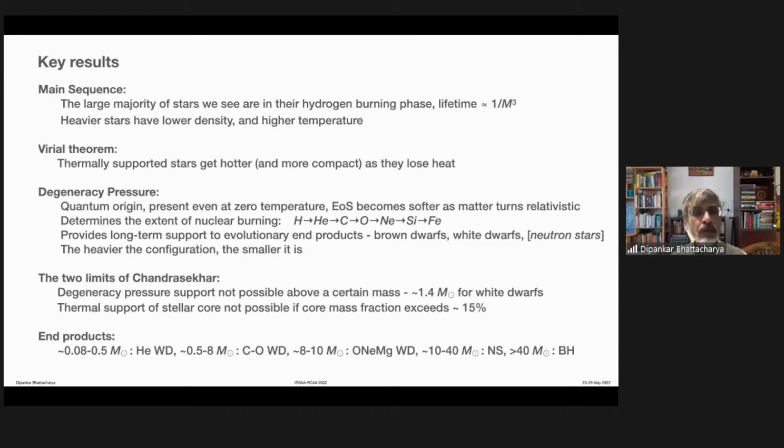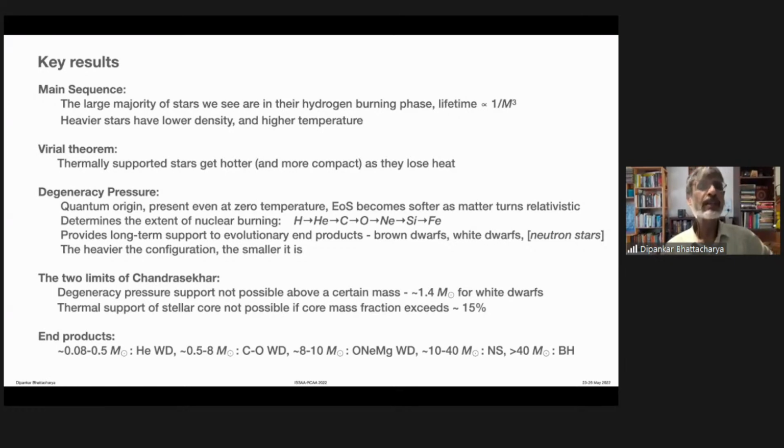And then we saw mention of different end products. Here I have given the main sequence masses which lead to different end products. About 0.08 to 0.5 solar mass leave helium white dwarfs, 0.5 to 8 solar mass leave carbon-oxygen white dwarfs, 8 to 10 solar mass leave oxygen-neon-magnesium white dwarfs, 10 to 40 solar mass leave neutron stars, and above 40 solar mass, black holes. So this is a summary of what we have learned about single star evolution.